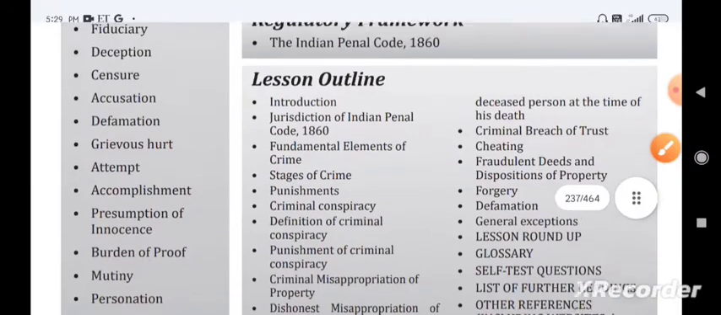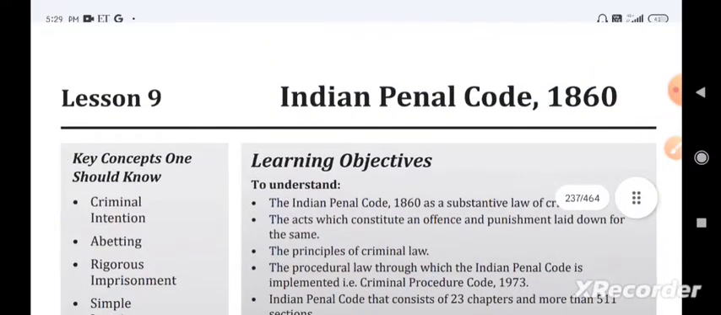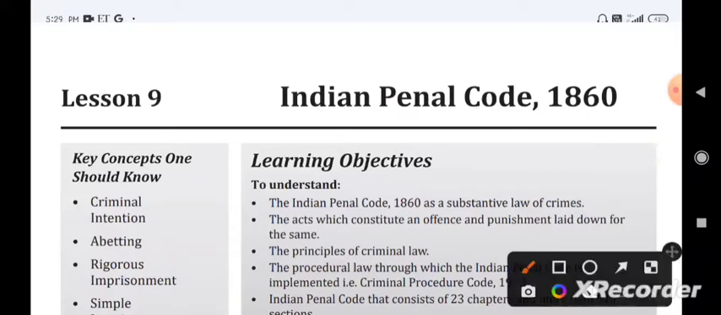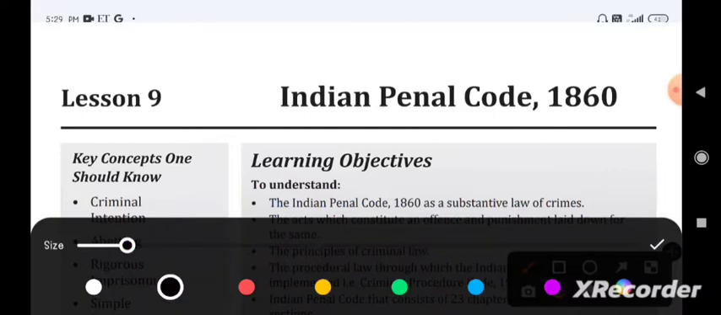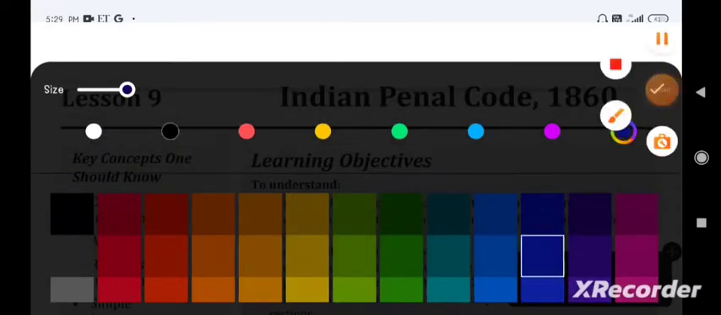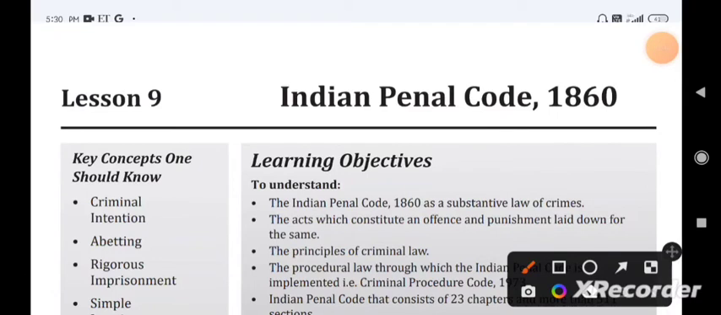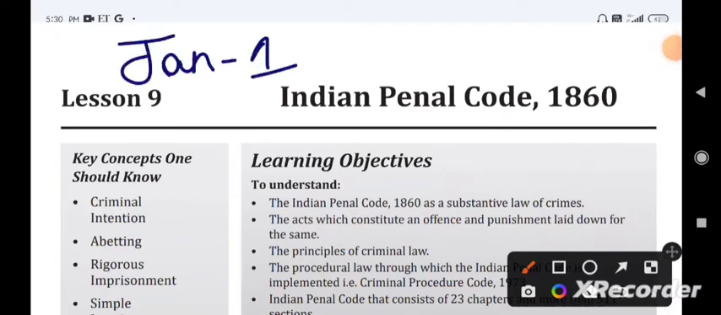Now, the IPC 1860 came into force on Jan 1, 1862. The IPC is the substantive law of crimes. It defines acts which constitute an offense and lays down punishment for the same.